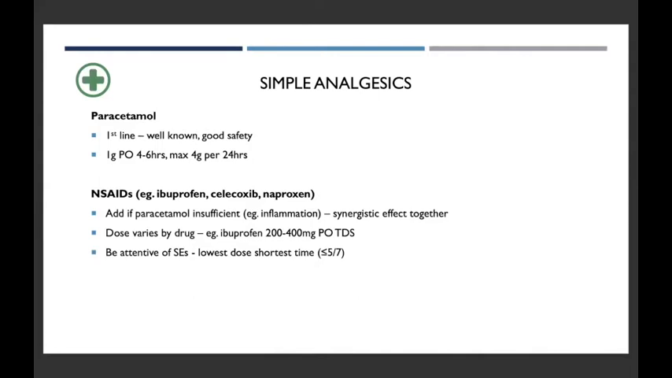With NSAIDs, we are a little more conscious of the side effects. So for example, if it's taken long-term, the fact that you get an upset stomach, best taken with food, and also just the renal impairment as well. So cautious in renal impairment patients. Try and use the lowest dose for the shortest time period, and typically no longer than 5 days.